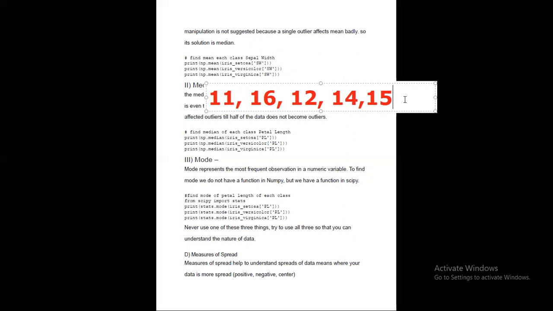Listen carefully. First take a screenshot of this or write it down, and then you will answer it. I told you, what is wrong with your answer, can you tell me? Because you have not sorted the numbers. Are the numbers sorted here?